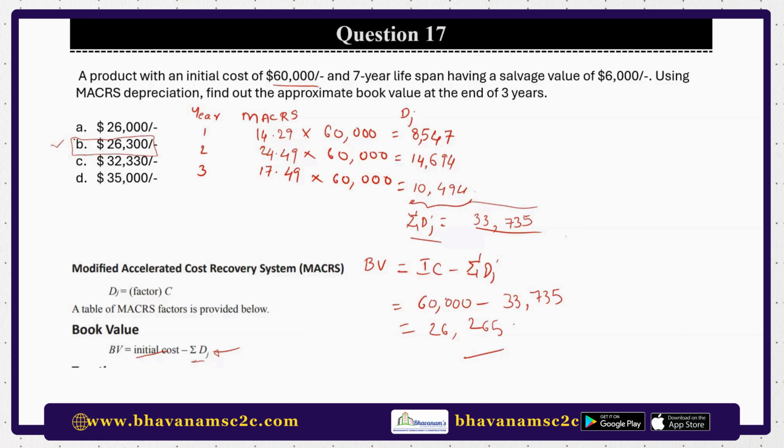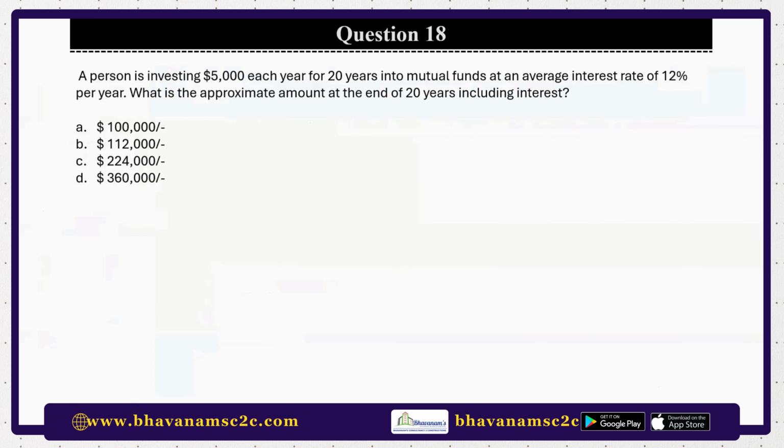Once again, I repeat, the MACRS concept is most underrated within this subject. No matter what, whether we are fortunate or unfortunate within the exam, be prepared. This is a very easy concept. They may give you the initial cost. When they give you the initial cost, multiply that with the factor, and then you will get the depreciation value. Sum up the depreciation values, subtract the sum from the initial cost, and you will get the book value. It is as easy as it is. And we did a similar problem to this.